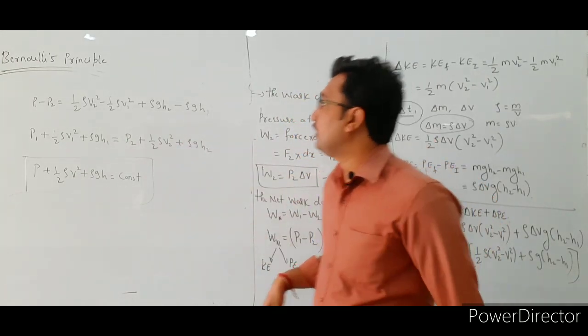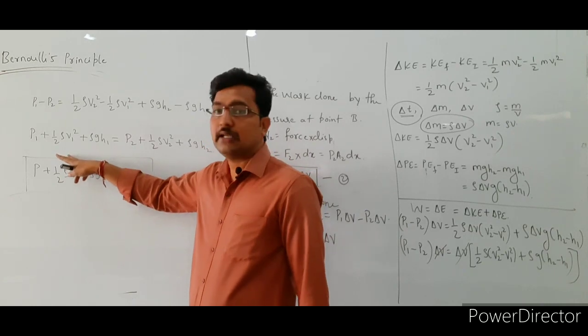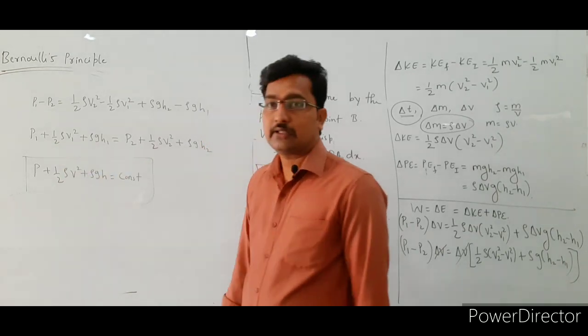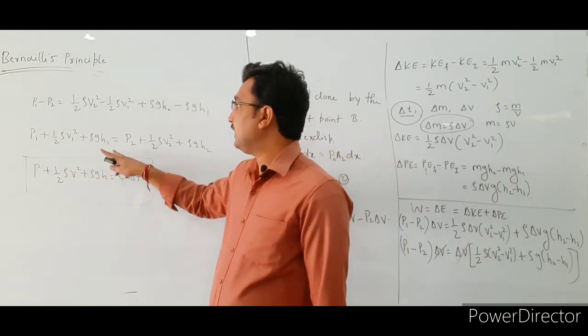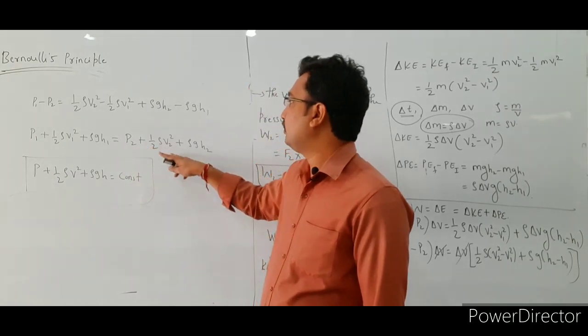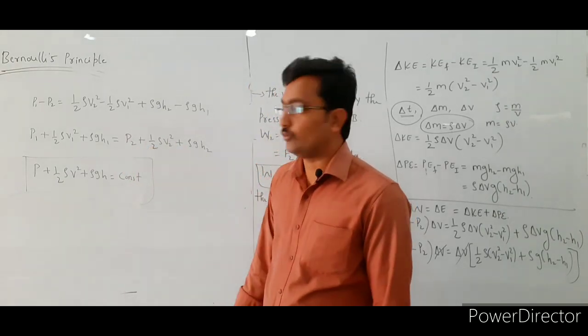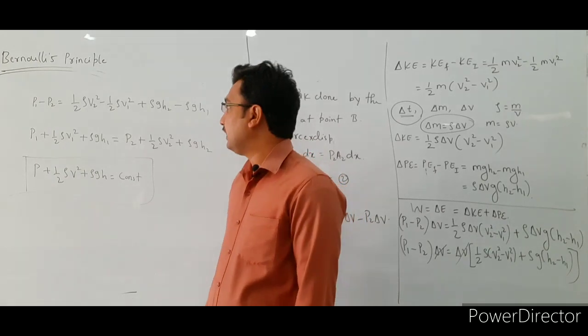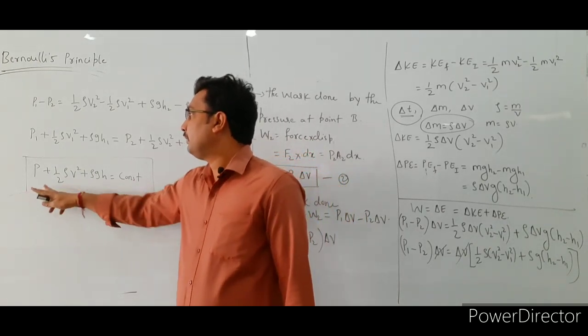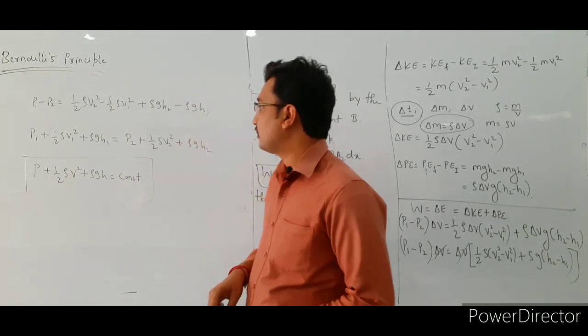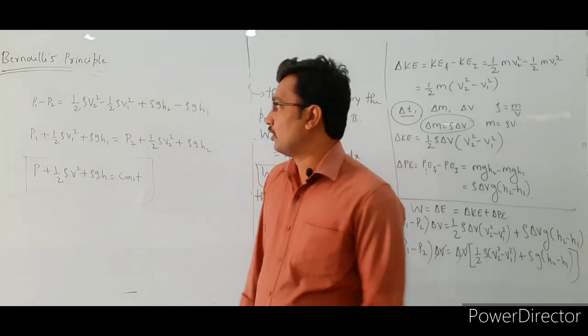So rearrange this equation, then the equation becomes P1 plus 1 by 2 rho V1 square plus rho g h1 is equal to P2 plus 1 by 2 rho V2 square plus rho g h2. So in general, we write this expression as P plus 1 by 2 rho V square plus rho g h is equal to constant.